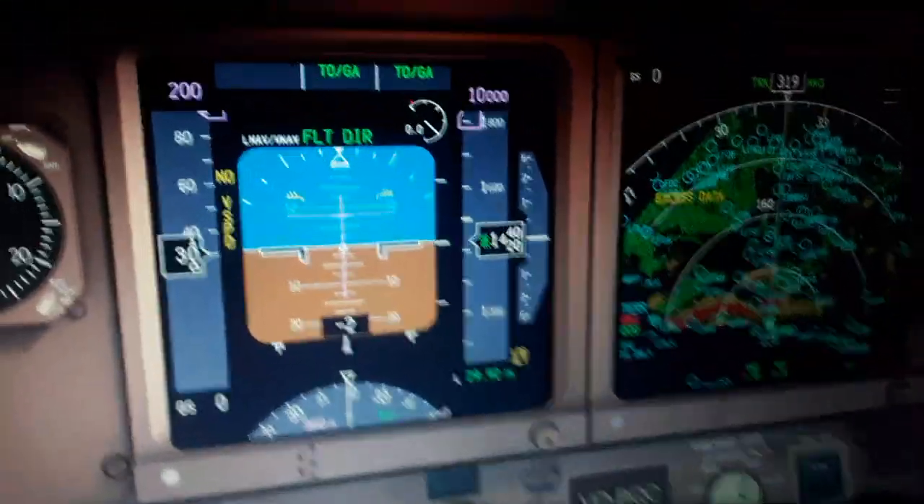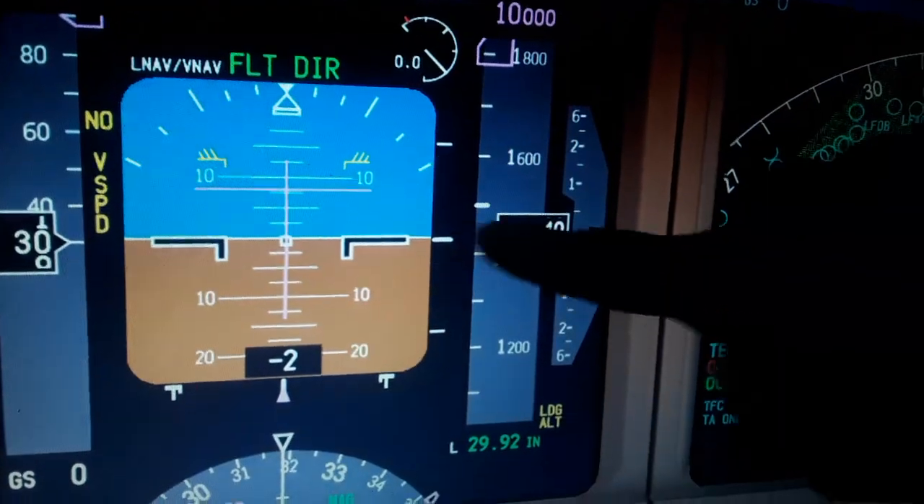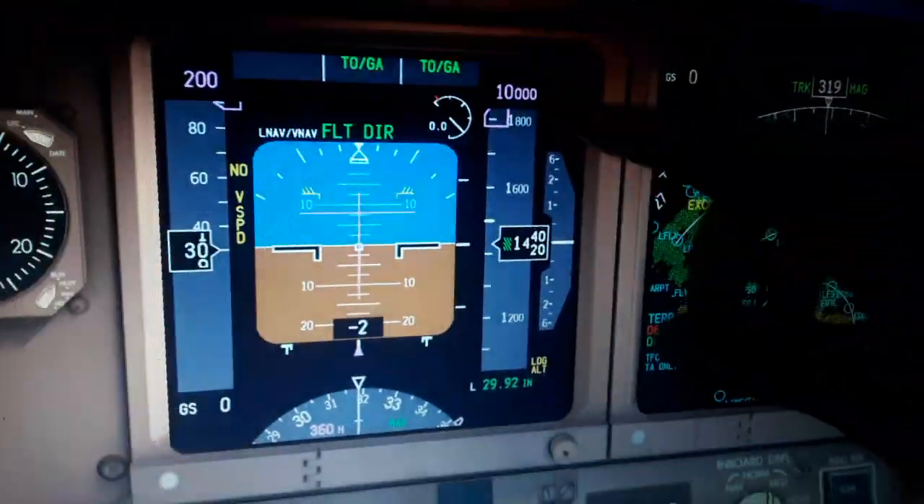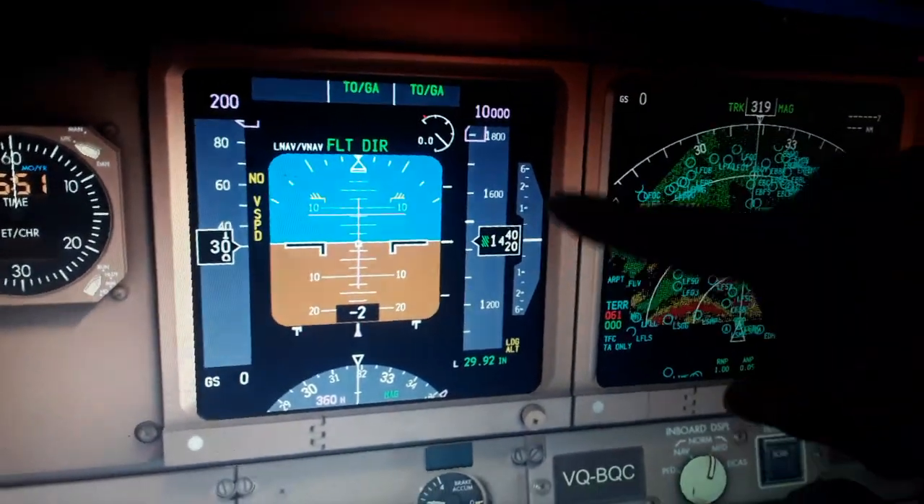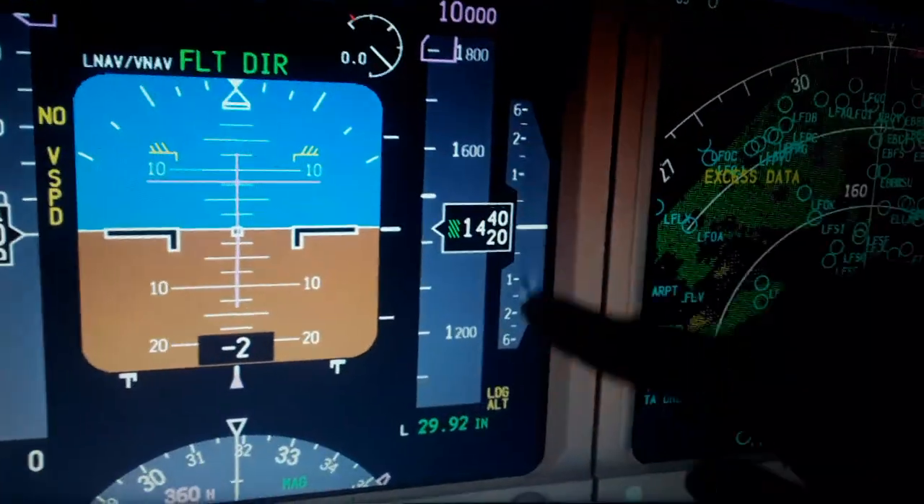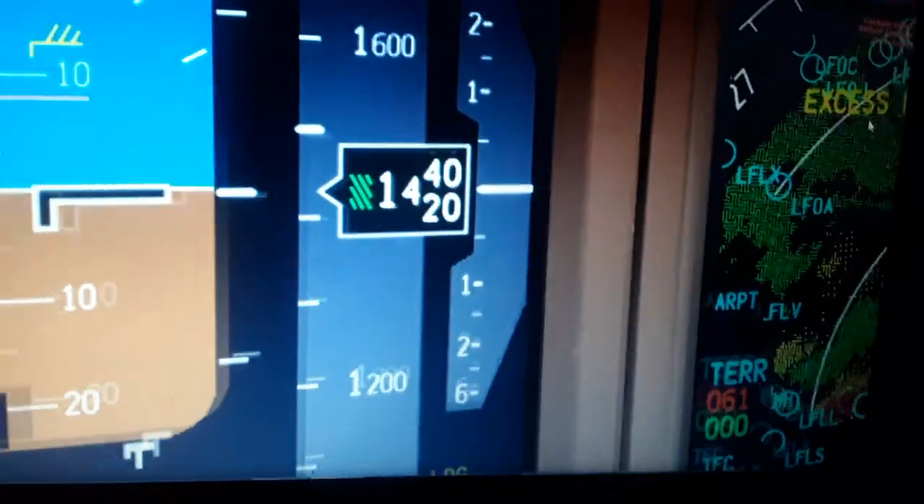We have the altitude of the aircraft above sea level, that is our own airport elevation. We have the targeted altitude selected from the autopilot and flight director system panel, and the vertical rate of climb or descent of the aircraft. You can see the needle is moving up and down when we climb or we descend.